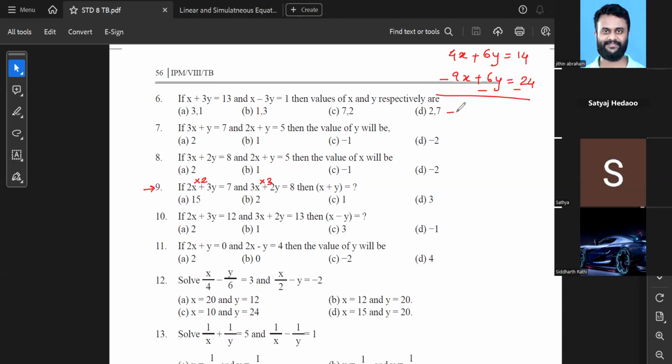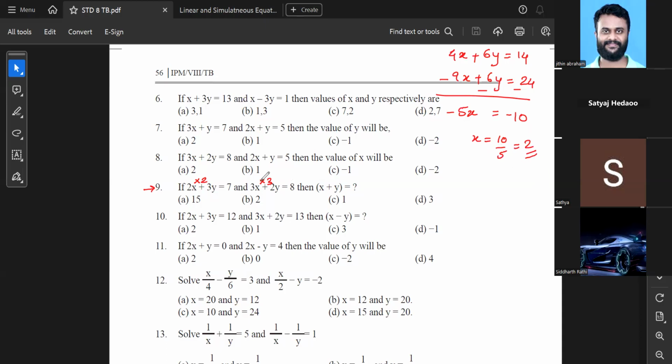Now 4 minus 9 gives you minus 5x. The y terms get cancelled. 14 minus 24 gives you minus 10. The minus sign gets cancelled. Therefore, x is equal to 10 upon 5, which gives you 2. So the value of x is 2.